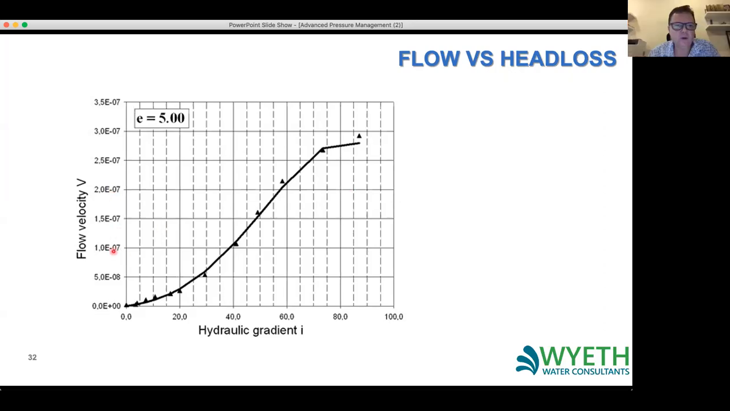So as flow increases and decreases through the flow meter, pressure would increase and decrease along this gradient.